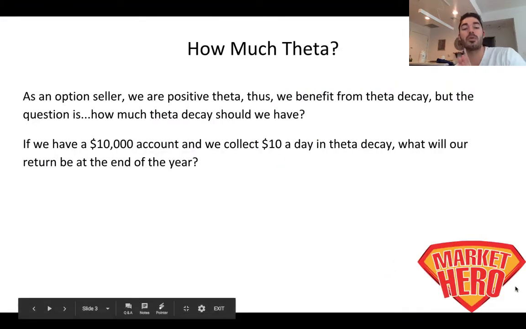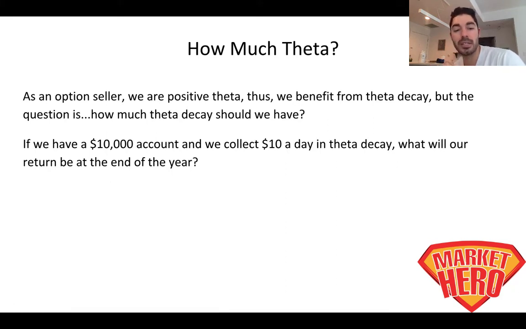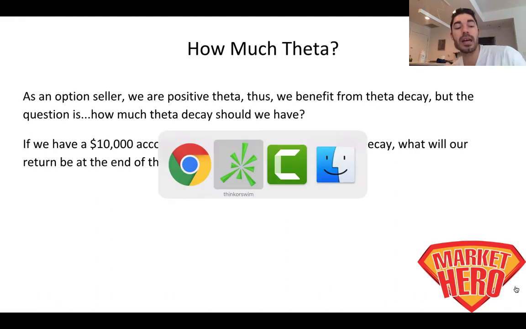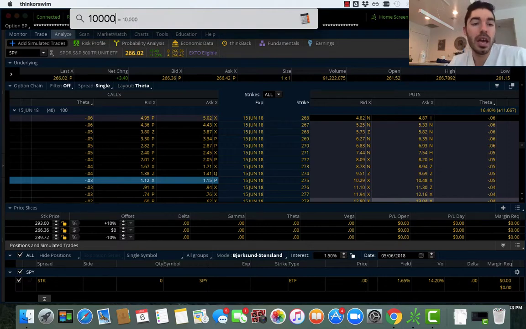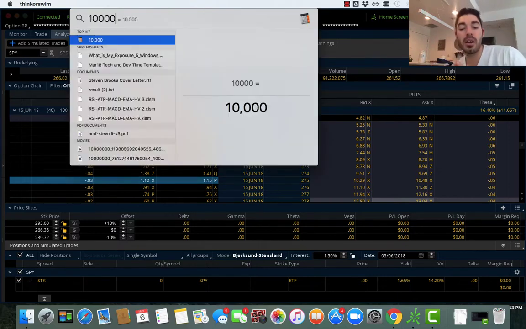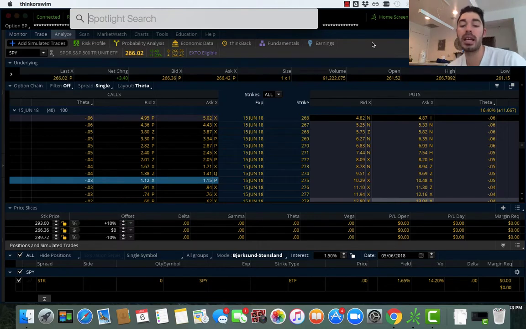So the question is, pure math speaking, if we have a $10,000 account and we collect $10 a day in theta decay, what will our return at the end of the year be? So we have a $10,000 account, and if we are positive 10 theta a day, what does that mean? Before I get into that really quick, theta decay is something that is for 365 days of the year. So it's not just Monday through Friday, it's Sunday through Sunday.